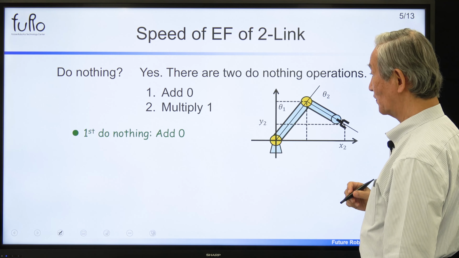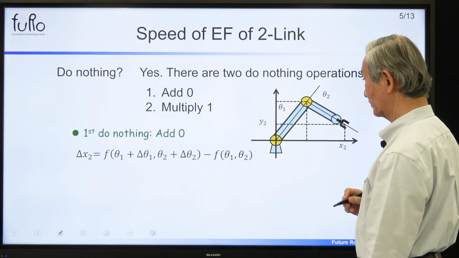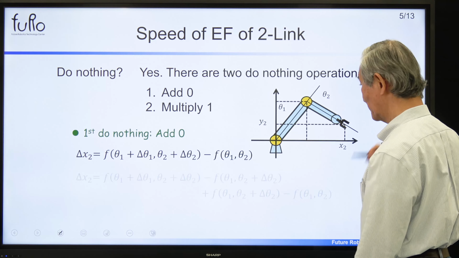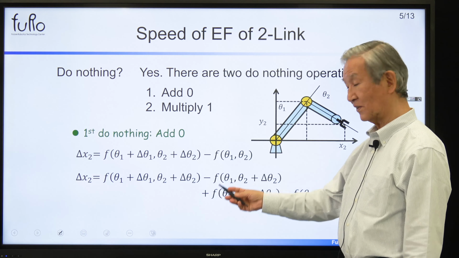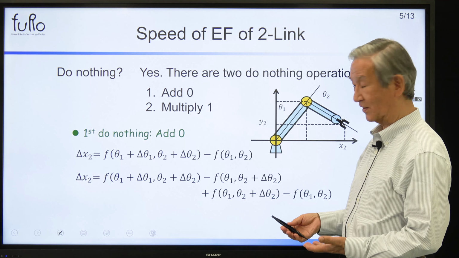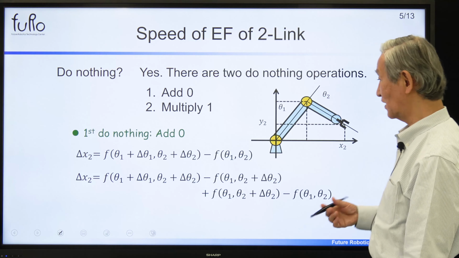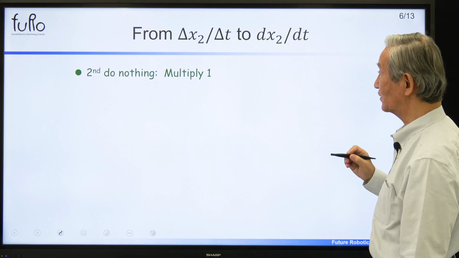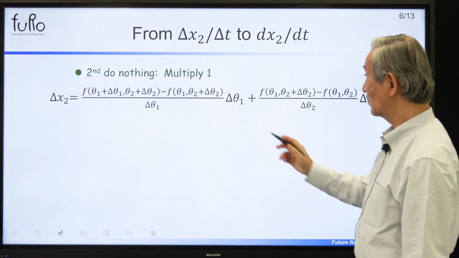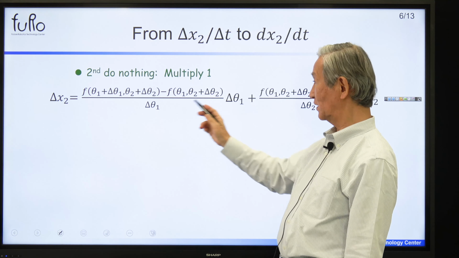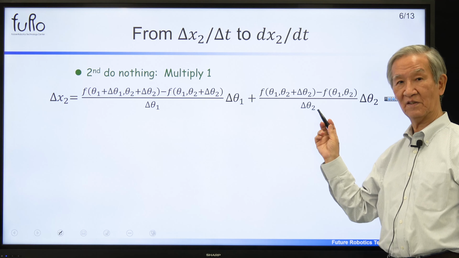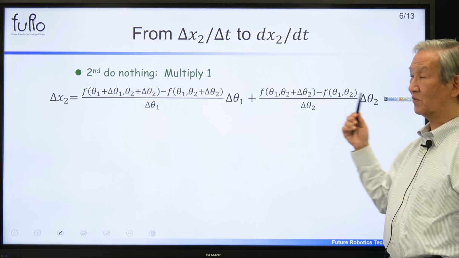So first do-nothing, add 0. For this one, add 0 means you subtract and add exactly the same quantity. So in effect, you are adding nothing. That is the catch. And second do-nothing, multiply by 1. So what do I do? For this one, I multiply by delta theta 1 and divide by delta theta 1. For this one here, multiply by delta theta 2 and divide by delta theta 2. So I'm multiplying by 1 for both of them.